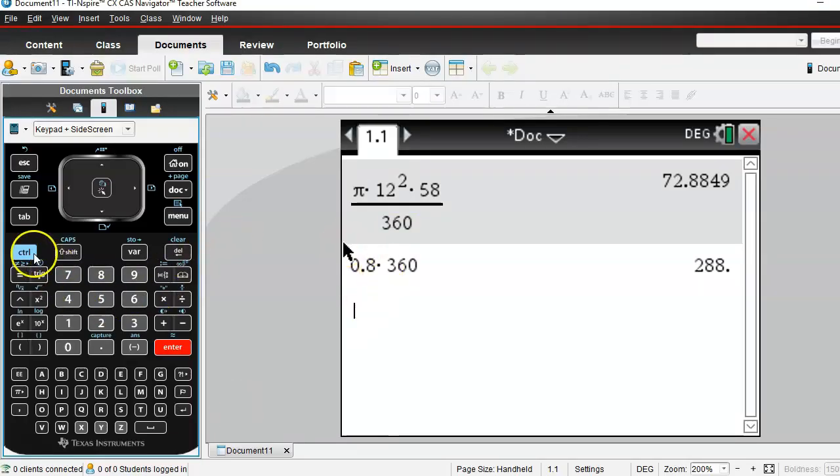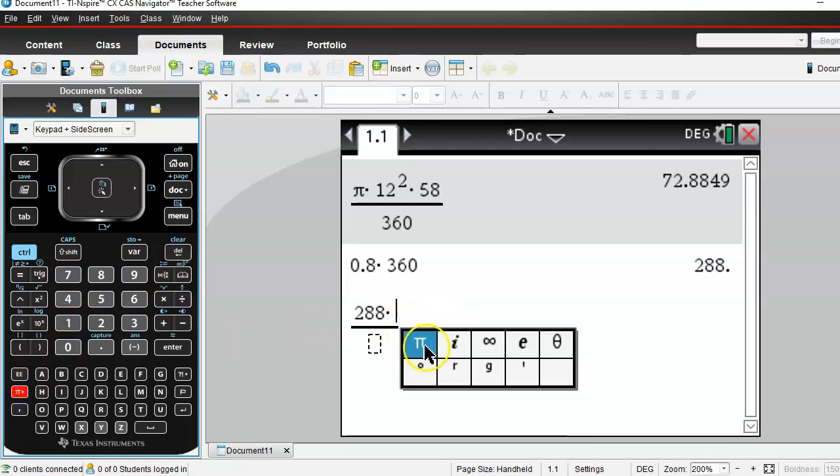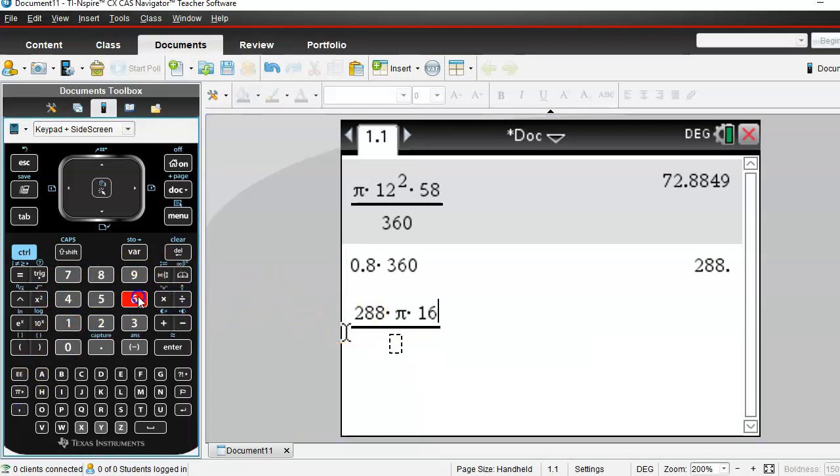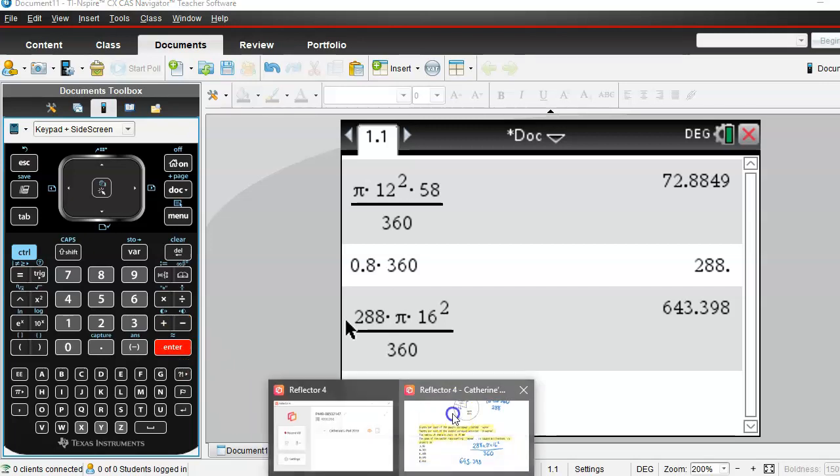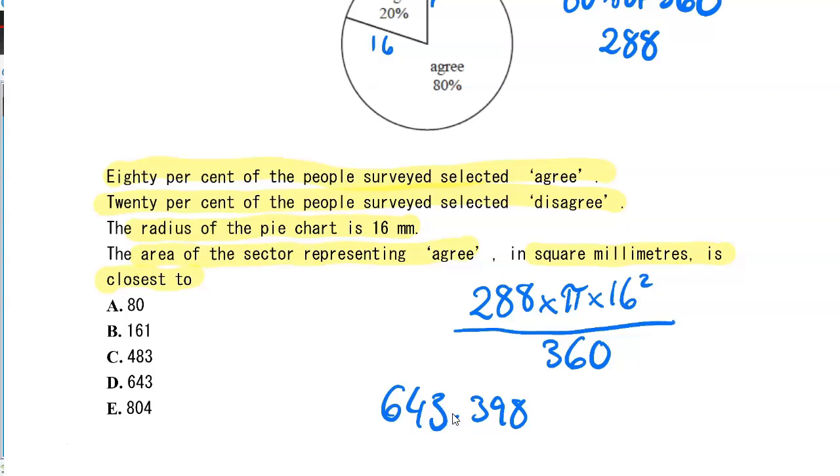So that's 288 times by pi times by 16 squared divided by 360, approximately equal to 643.398. So that is closest to D. And 66% of the state answered correctly there.